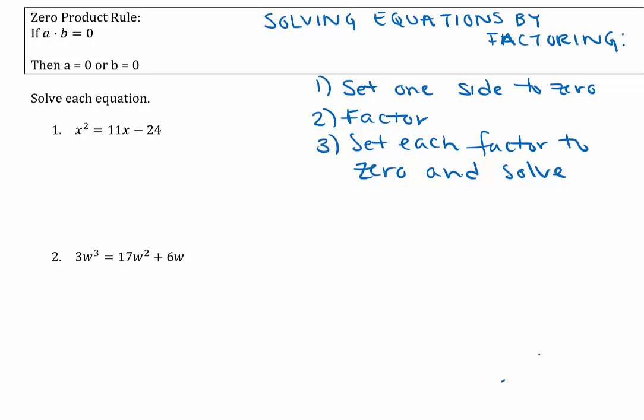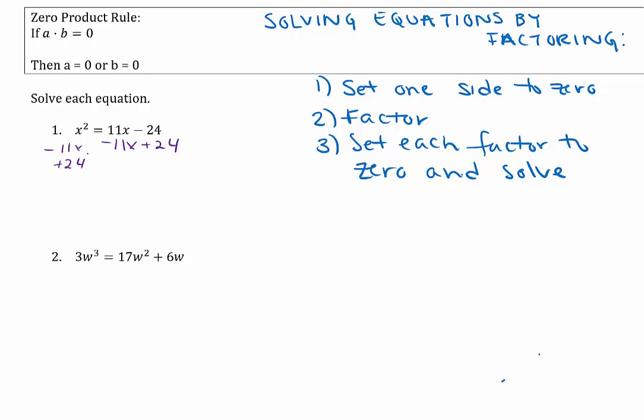It's the only way you can get a product of zero. So in the context of solving equations, I have written out the steps that we're going to follow. We're going to start by setting one side to 0. Then we factor so that we have a product. And then we set each factor to 0 and solve. Okay, so let's see what this looks like in an example.